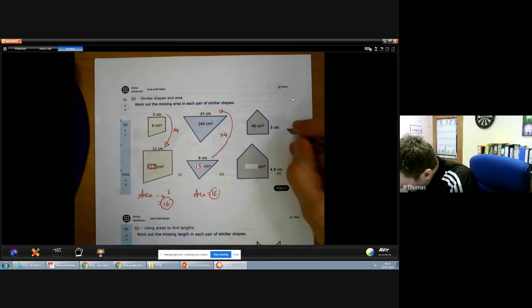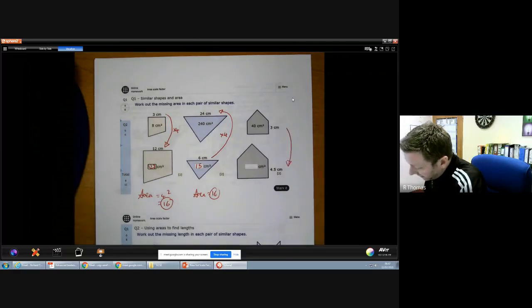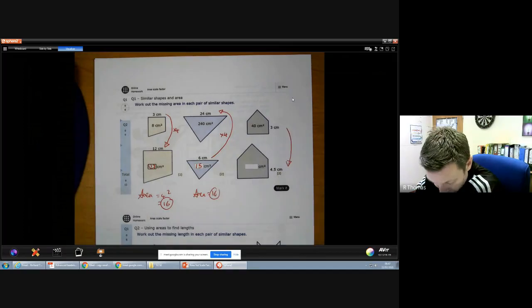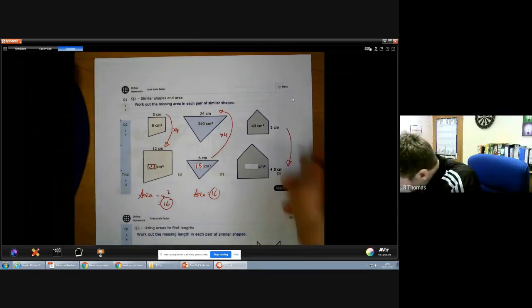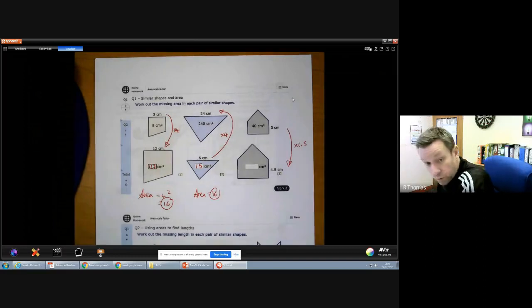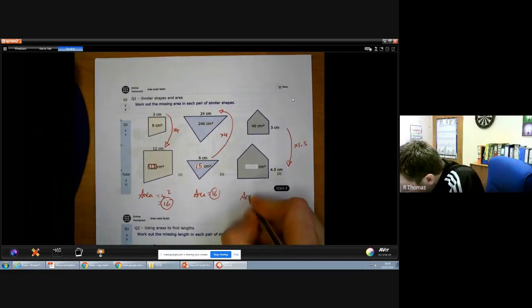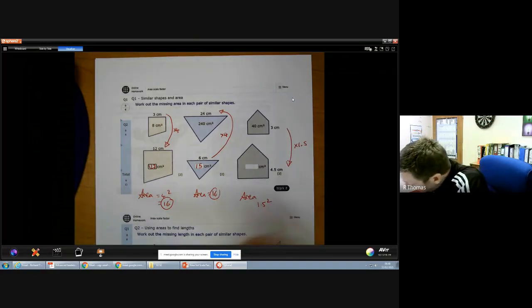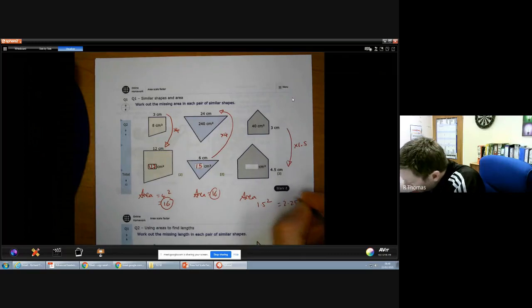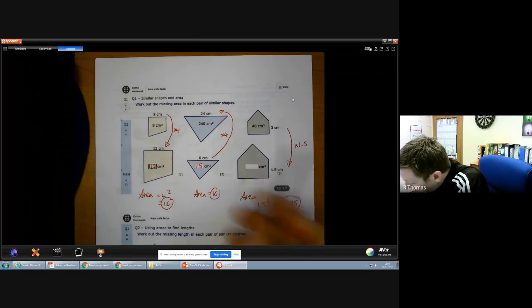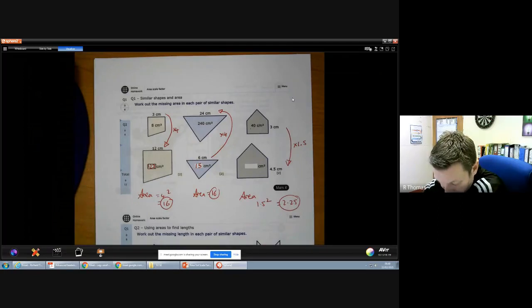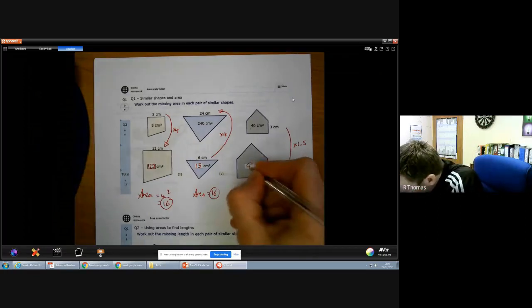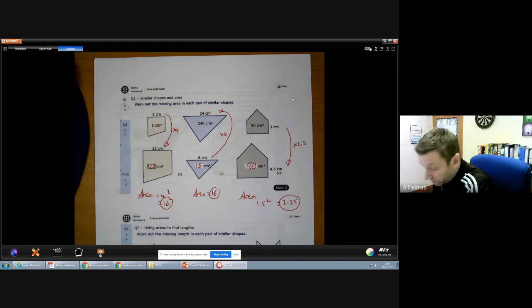This last one here, let's work out the linear scale factor. Now, if you can't do that in your head, you do the biggest divided by the smallest. So 4.5 divided by 3, the linear scale factor is 1.5. So the area scale factor would be 1.5 squared, which I think is 2.25. It is. So to get this new area, I do 40 times 2.25, which is 90. Okay, so hopefully no problems there.